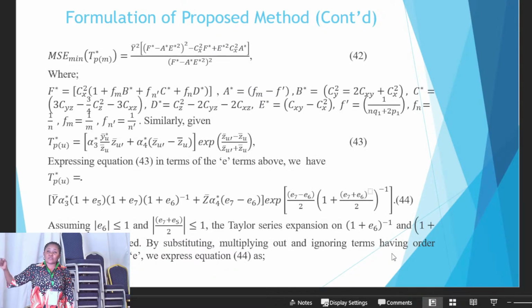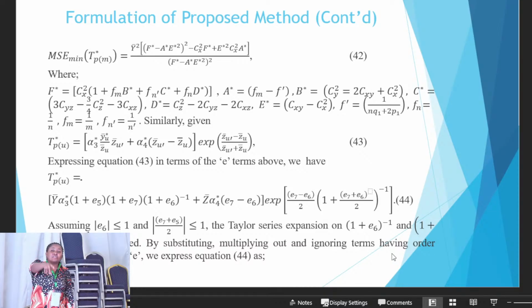When these values are resubstituted into the mean square error, we have equation 42, where obviously F star, A star, B star, C star, D star, E star, F prime, Fn, Fm, Fn prime are respectively stated on the slide.